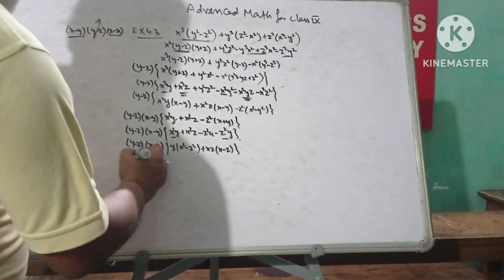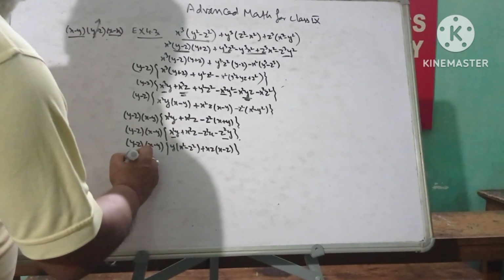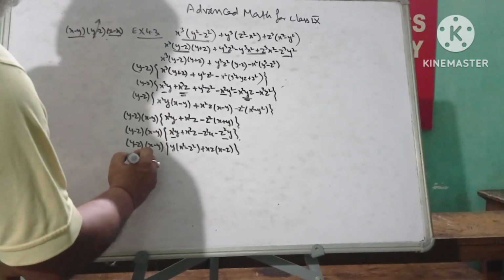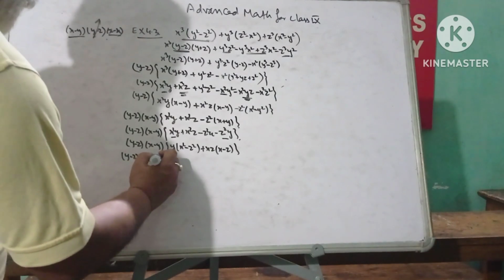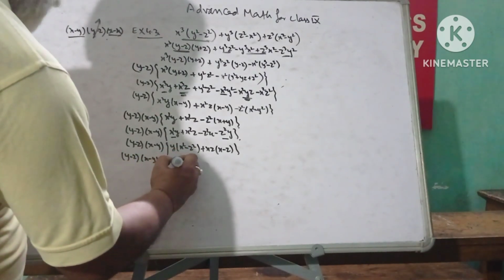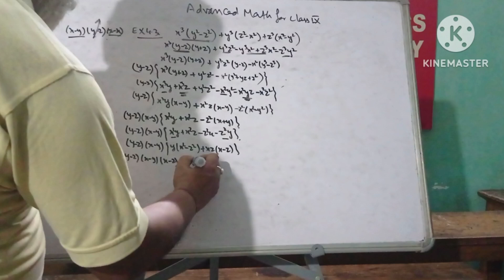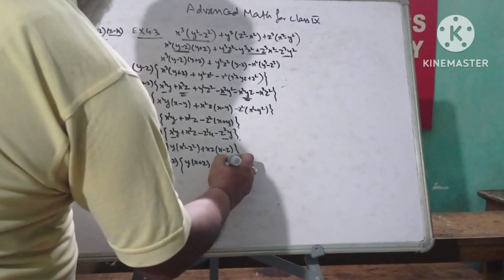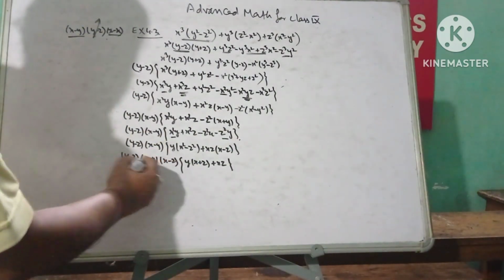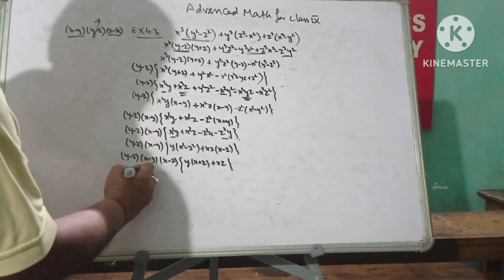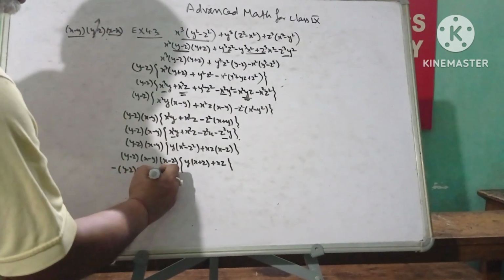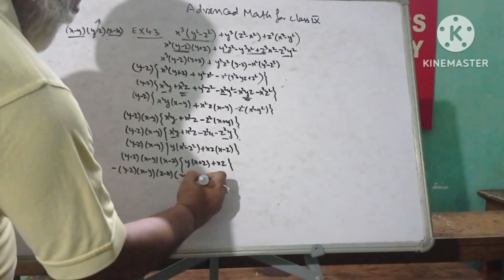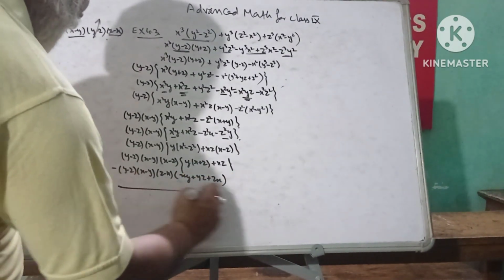Now let me take this x minus y, this is (y minus z)(x minus y). I am going to take x minus z common, so here this will be y(x plus z), and this xz remains here. So let me take minus common here, so (y minus z)(x minus y)(z minus x). So here remains xy plus yz plus zx. So this is your answer.